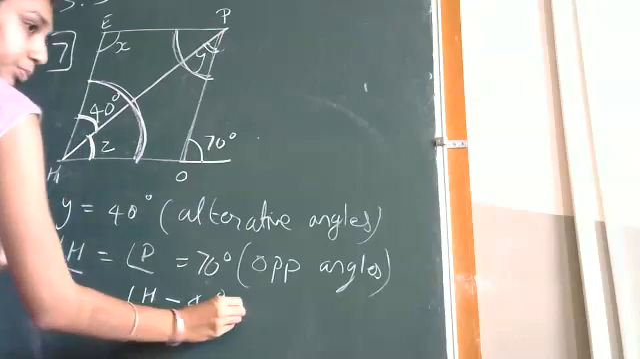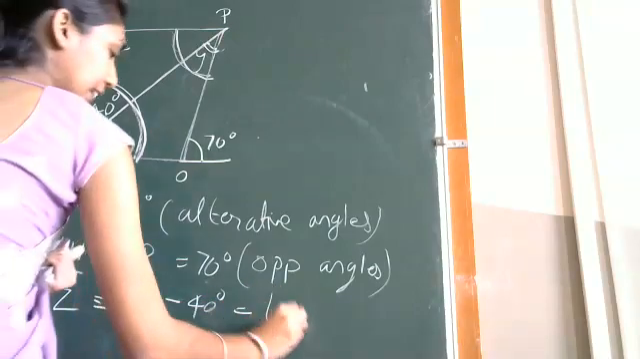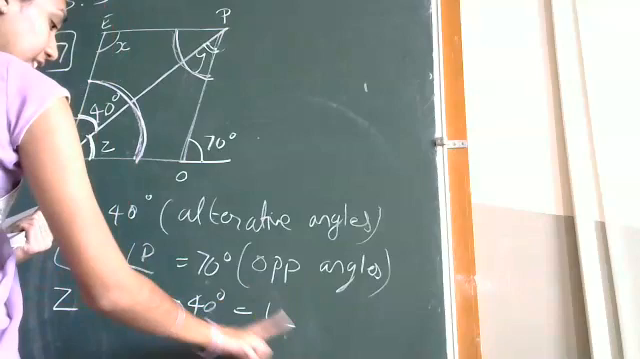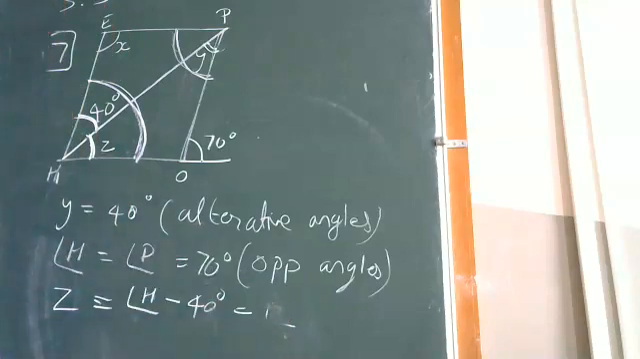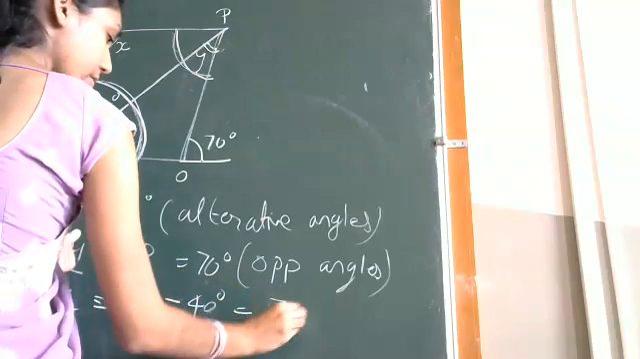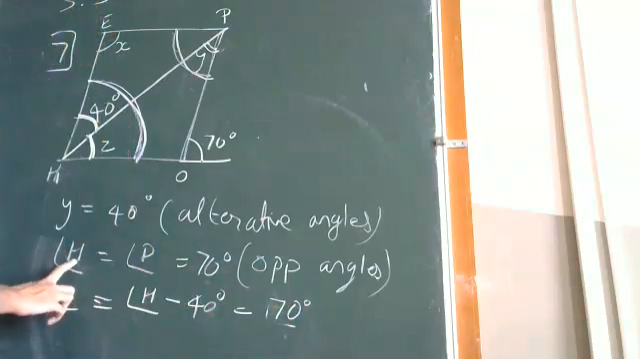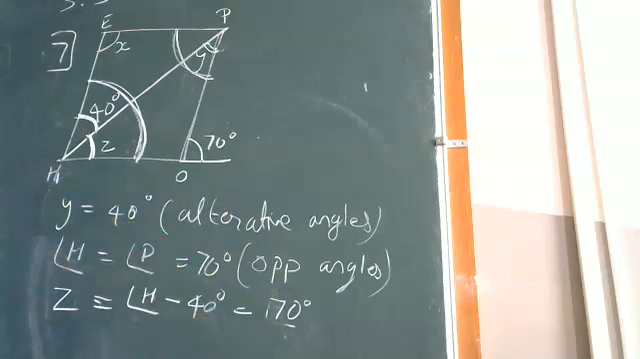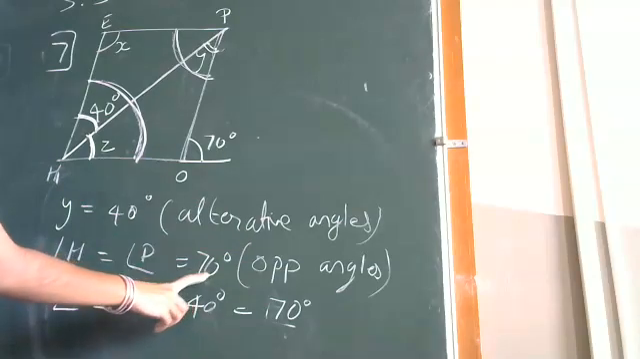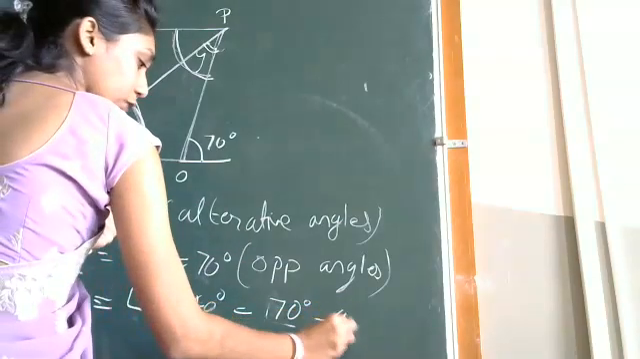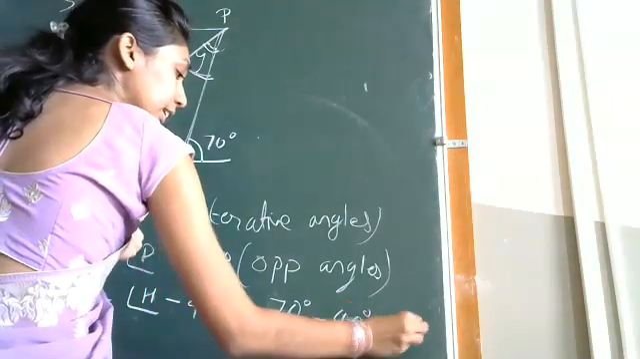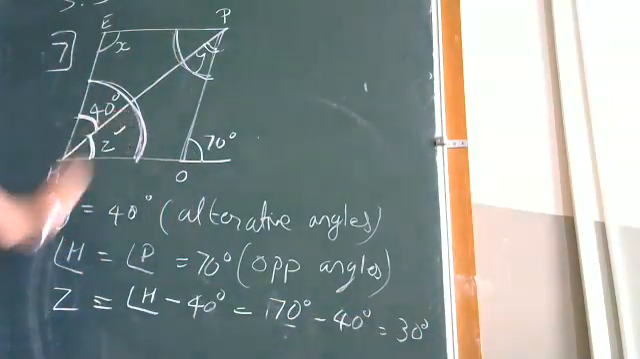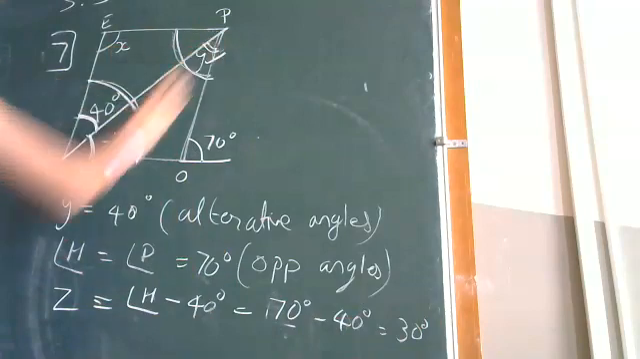Angle H is how much? Angle H is 70 degree. We proved it just now. Yes. Here I have written H is equal to P and H is equal to P is equal to 70. How? Because of opposite angles. So taking the value of H from this we get 70 minus 40. So what is 70 minus 40? It is 30 degree. So we got what is Z, we got what is Y. So Y and Z is done.